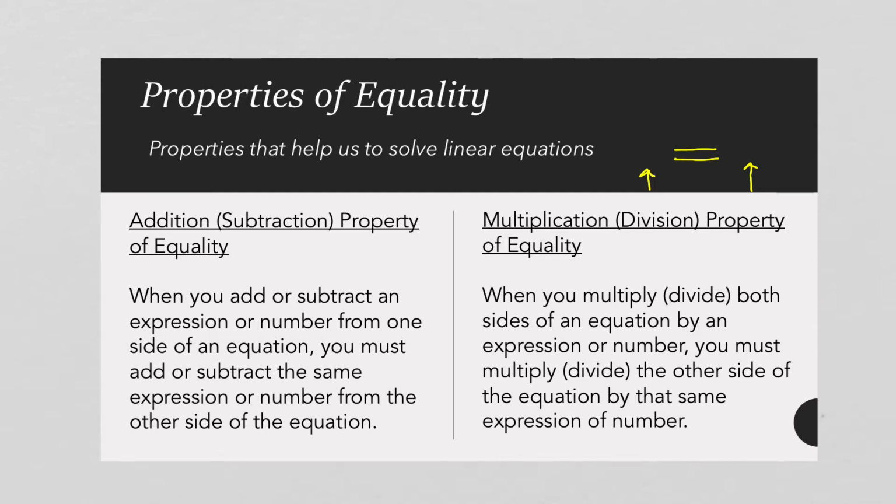The multiplication or division property operates in the same fashion. This one says that whenever you multiply or divide both sides of an equation by an expression or number, you must multiply or divide the other side of the equation by that same number. Again, remember, equations are like balances, and whatever you do to one side of the equation, that is add, subtract, multiply, or divide, you want to do to the other side as well.